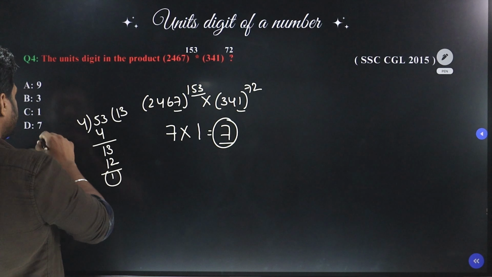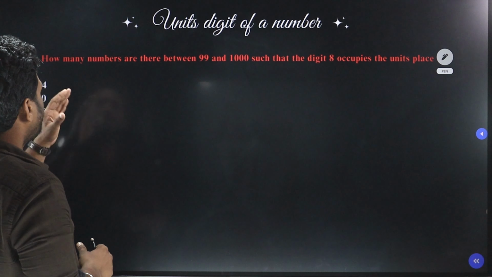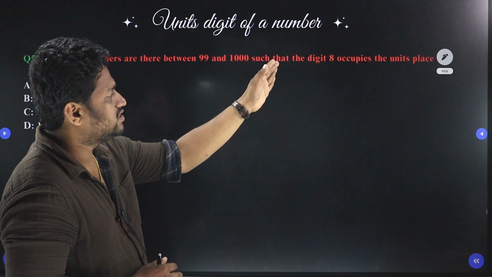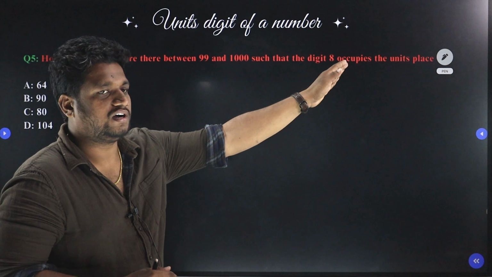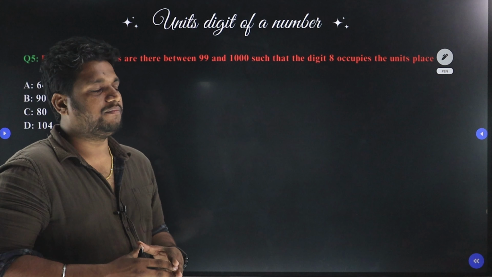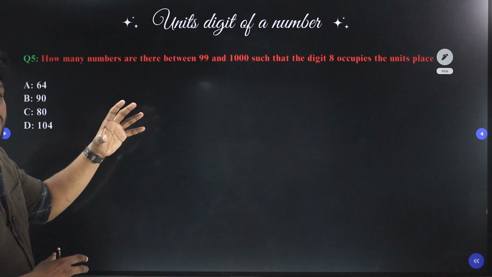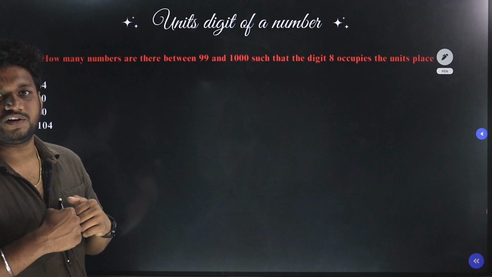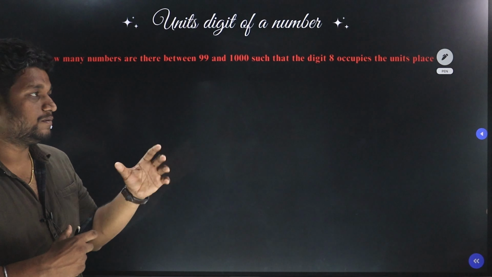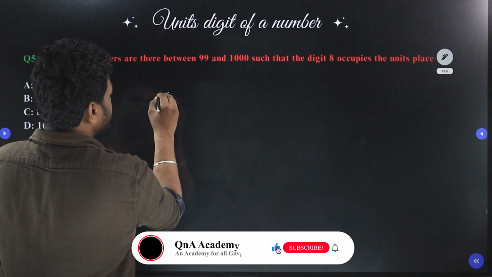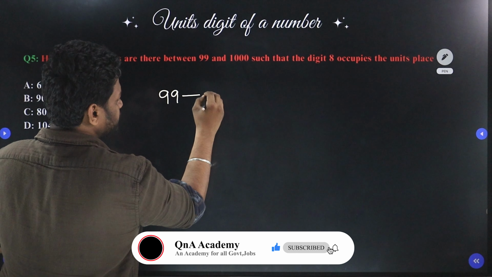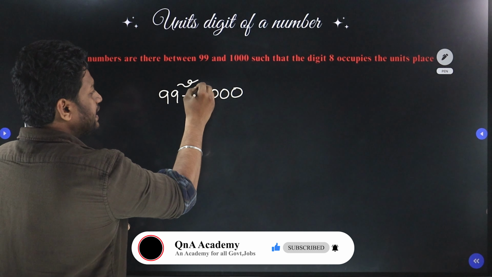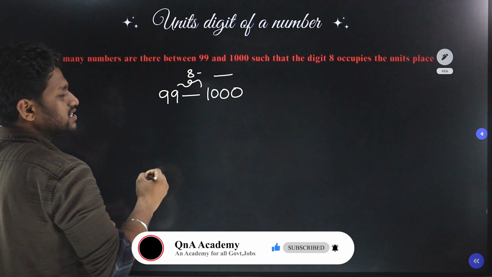So if we move into the next question, how many numbers are there between 99 and 1000 such that the digit 8 occupies the units place? That is what they have mentioned. Now first thing I have to do, I have to check how many 8s are there between 100 to 200. If I can find that, the remaining will be very easy, right? Now all of you look here. What they have mentioned, between 99 to 1000, how many 8s are there in the units digit place they are asking.